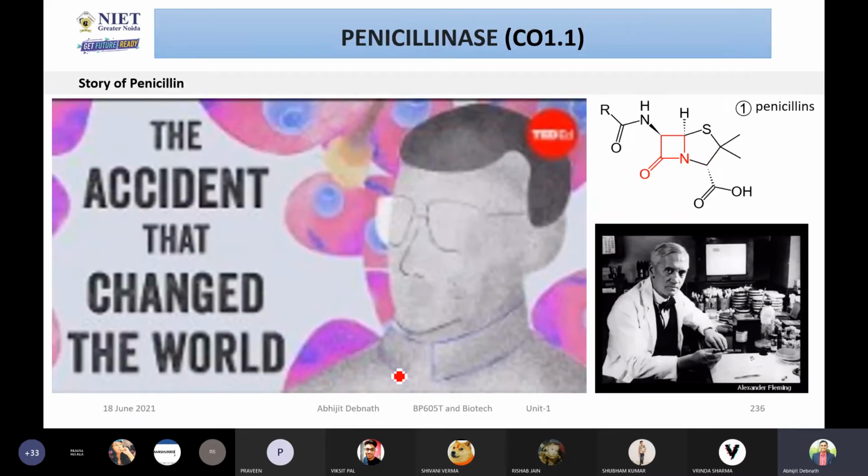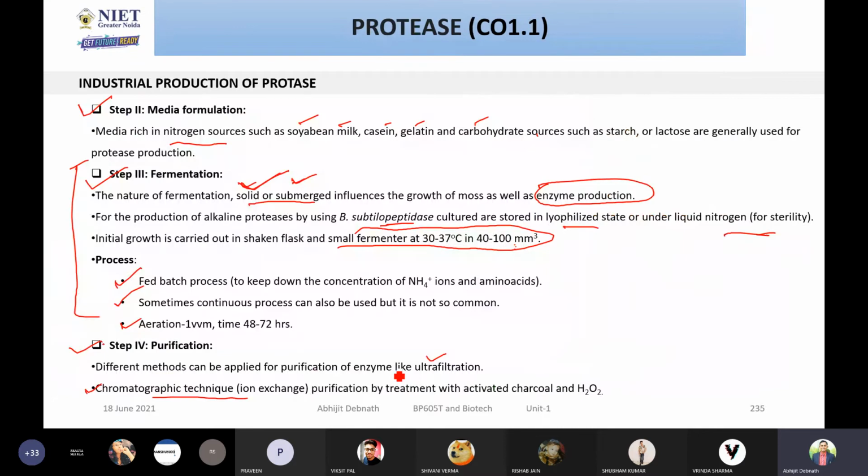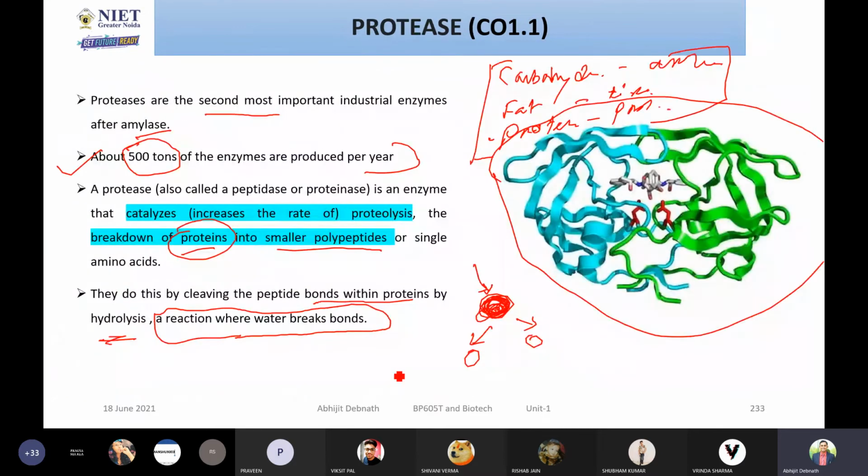So today, after discussing protease, is it clear to you all, students? Any doubts or any questions? Nishita, any questions? Rishabh, Pinky? No, sir. Okay, did you understand well? Yes, sir. Okay, great.